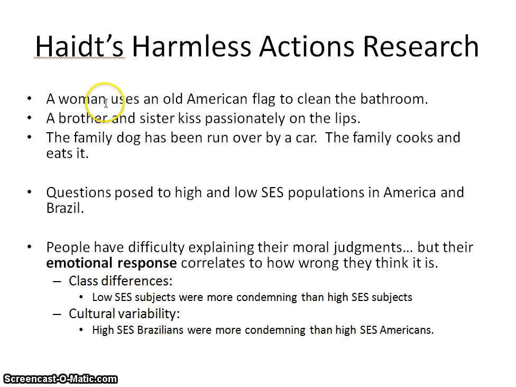Here are some examples. A woman uses an old American flag to clean the bathroom, right? So anybody who's feeling a little tinge of patriotism is going to say maybe this is objectionable. And so the question is, will they also then say this is wrong? A brother and sister kiss passionately on the lips. Now this is a surefire way to generate disgust. But again, the question is whether this is then judged to be morally wrong.